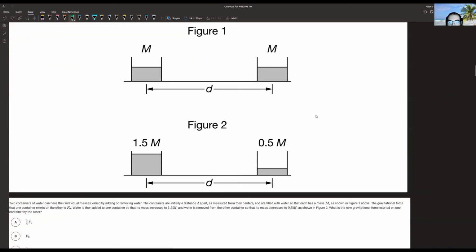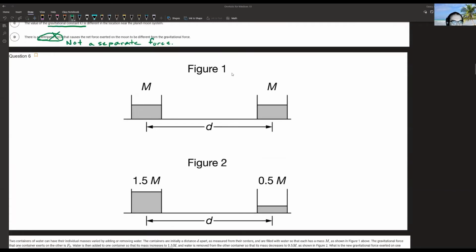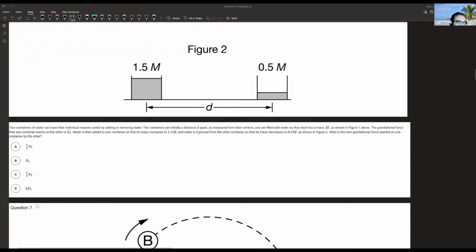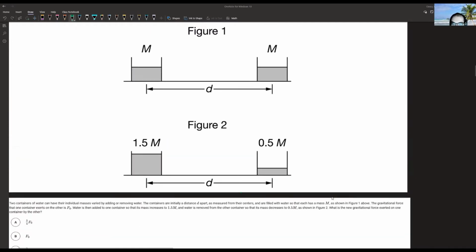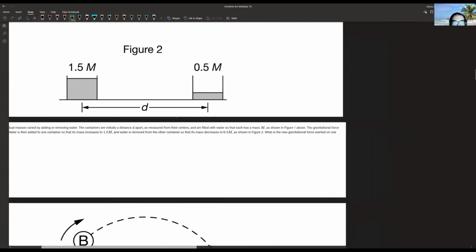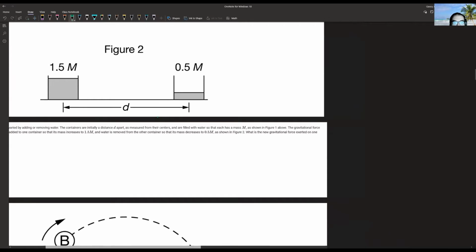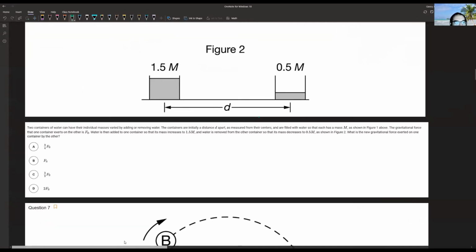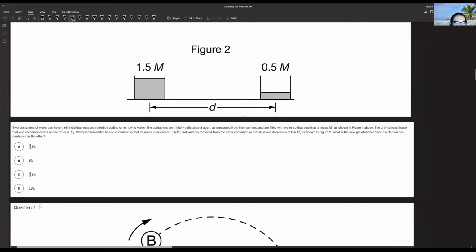Okay. So let's go ahead and take a look at the next question. So we have two figures, each with two containers, and they say, two containers of water can have their masses varied by adding or removing water. The containers are initially a distance d apart as measured from their centers. Okay, 1 second, I'm trying to pull up the scroll. Oh man, things are going kaput today. There we go. As measured from their centers, and are filled with water so that each has a mass of big M as shown in figure 1. The gravitational force that one container exerts on the other is F naught, or F original.